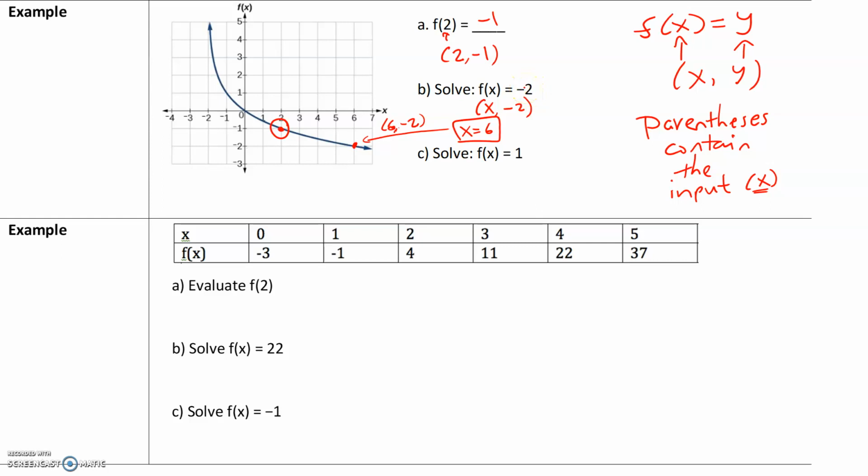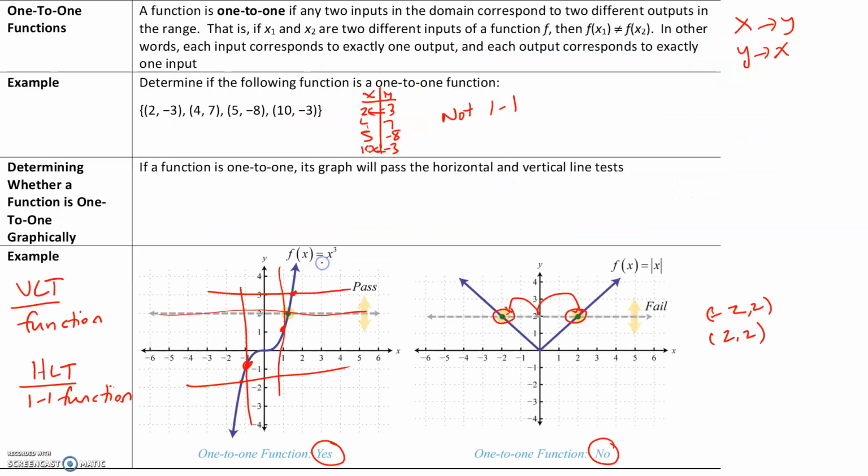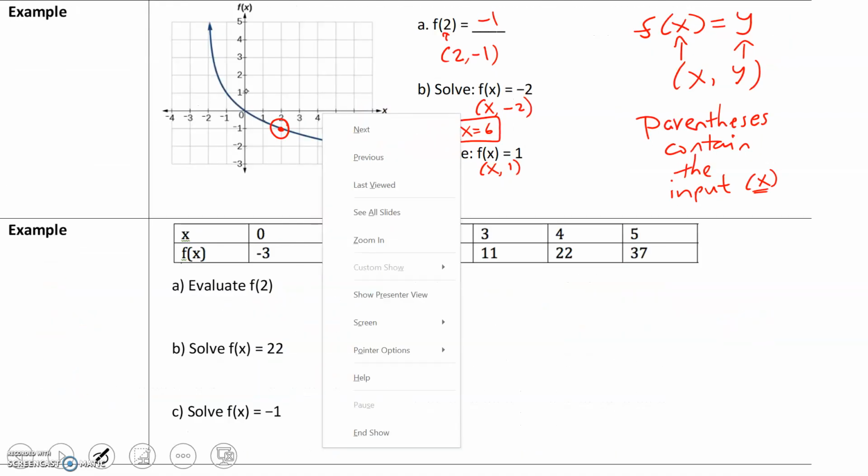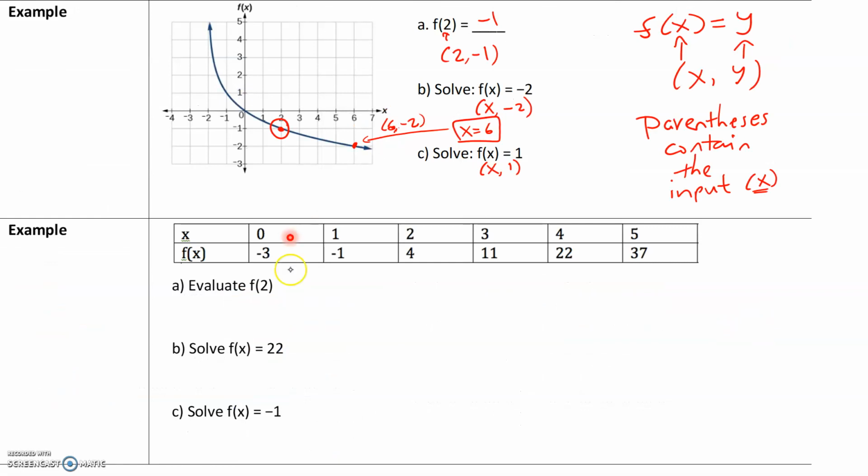Next one, solve f of x equals 1. So let's find if the 1 represents the input or the output. So we know that the parentheses always contain the input. So our input is x. That means the result is the output, which is 1. So a y value is 1. This is the y value of 1. Now for a y value of 1, let's go and find the point on the graph, which is that point. And the corresponding x value is -1. So x equals -1. And that point is the point (-1, 1), which has an output or y value of 1.